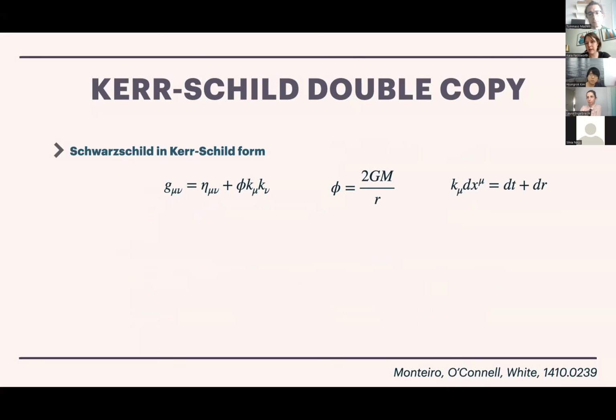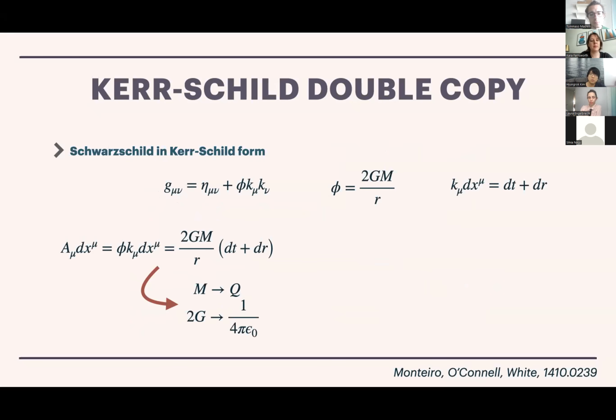Phi is 2GM over r, and the vector is just dt plus dr. So it's pretty simple. You can look at phi k mu, which is just this, and you do some sort of replacement of your constants. You replace your mass by your charge, your gravitational constant with an electromagnetic constant, and you get exactly the field of a point charge plus a pure gauge term, dr over r here. So it's nice. We get some sort of map between intuitively similar solutions. There's a point map: a Schwarzschild black hole on the gravitational side, and we get a point charge on the gauge side. So things make sense.